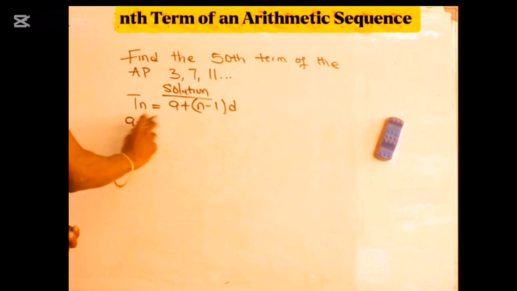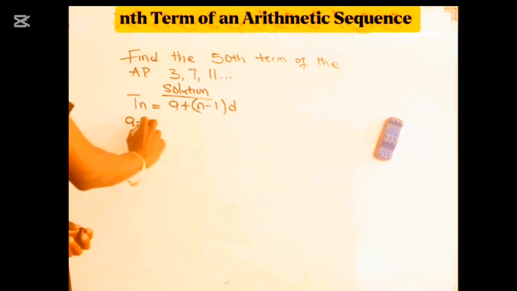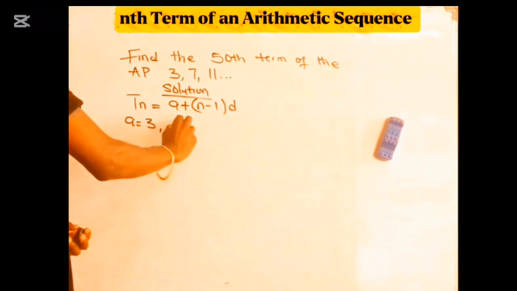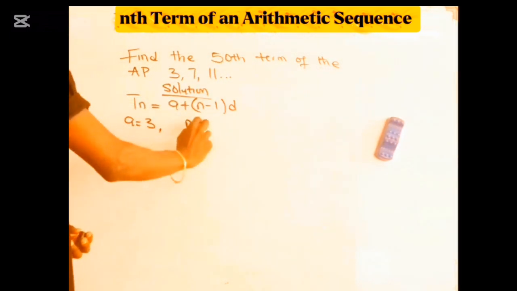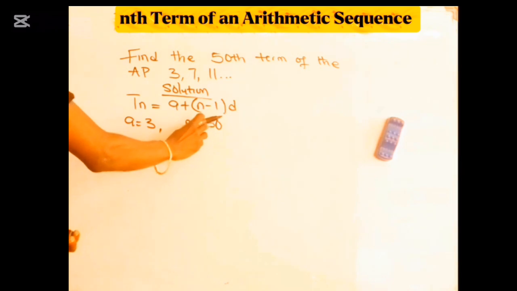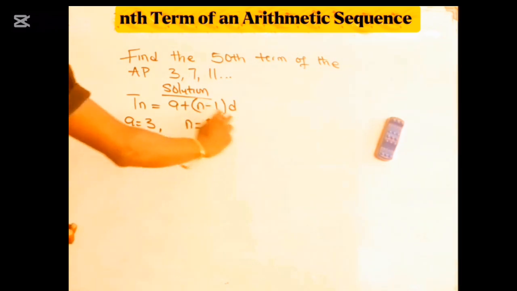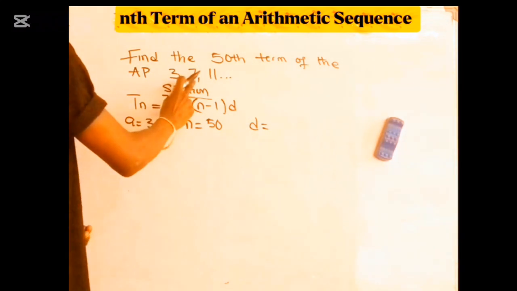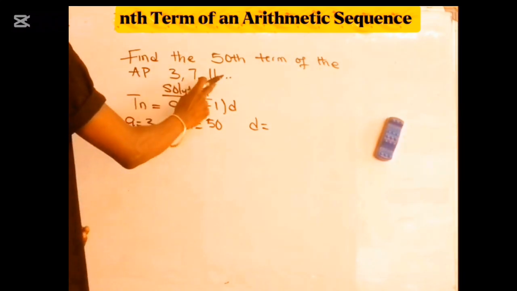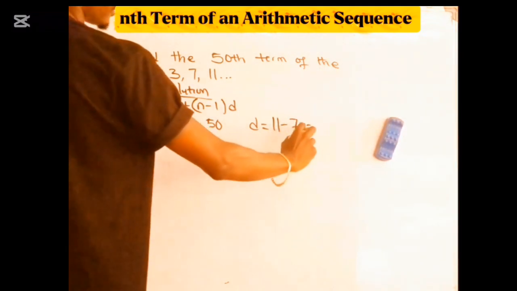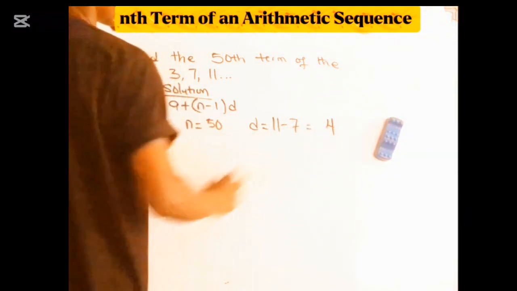So A from here, which is the first term, is 3. N is the number of terms, which is the 50th number of terms. Then D is the common difference. The common difference is gotten from saying 7 minus 3 or 11 minus 7. So let's use 11 minus 7, which is 4.